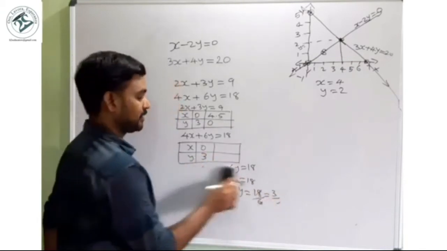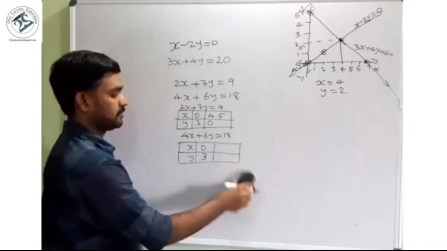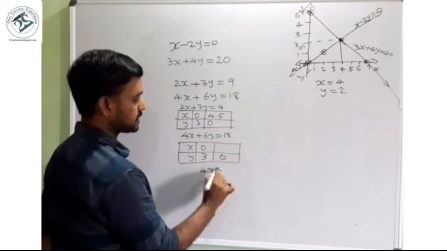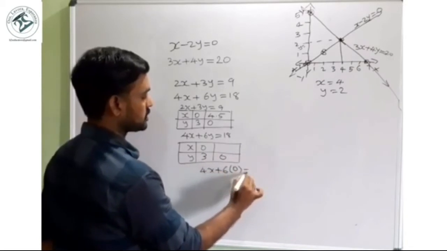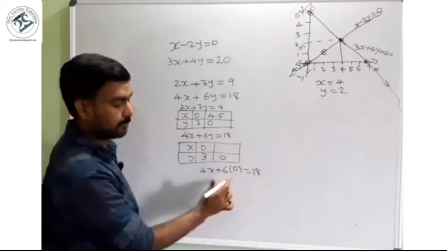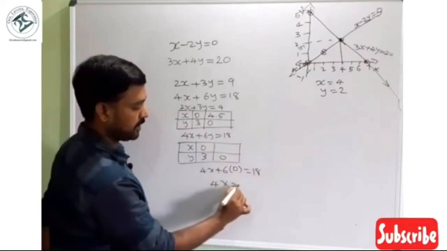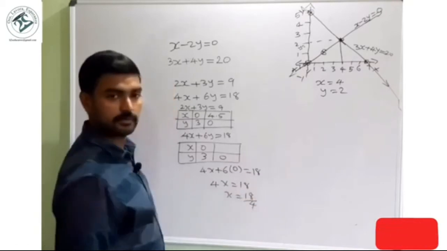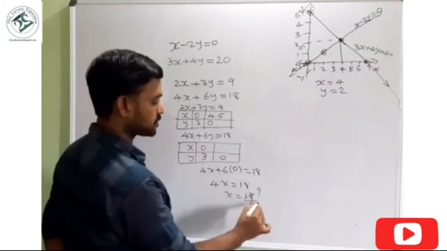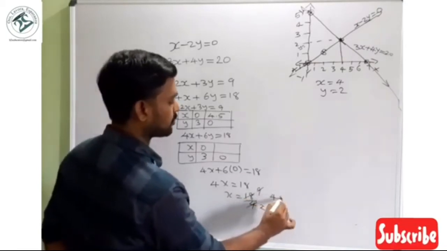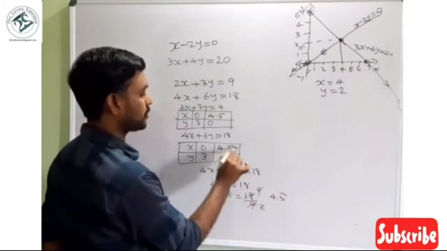Okay. Now if y is equal to 0, what will be the x value? 4x plus 6 into 0 is equal to 18. 6 into 0 is 0. So 4x is equal to 18. So x is equal to 18 by 4. We can cancel with the 2. Here 9 twos, here 2 twos. Here 9 by 2 means we know that is 4.5. So here the answer is 4.5.